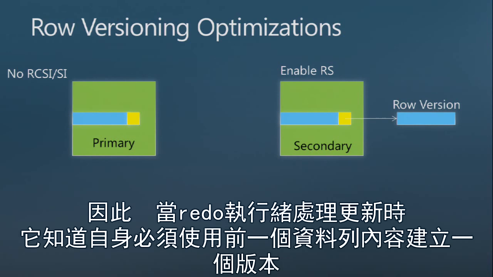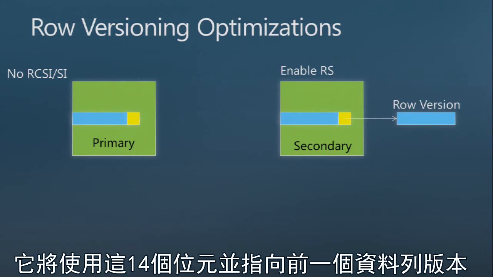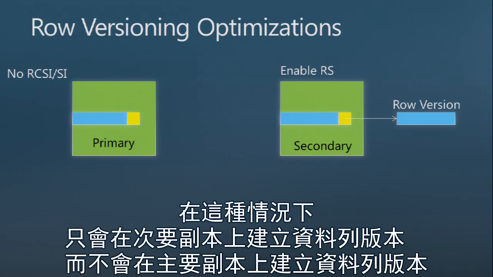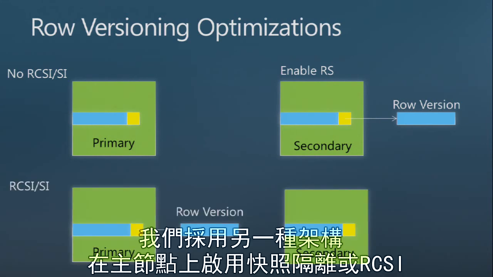So the redo thread, when it processes an update, knows it has to create a version with the previous value of the row. So it will use this 14 bytes and point to the previous version of the row. So the row versions in this scenario are being created only on the secondary replica, but not on the primary replica. Now let's take a second configuration where you have enabled snapshot isolation or RCSI on the primary node.